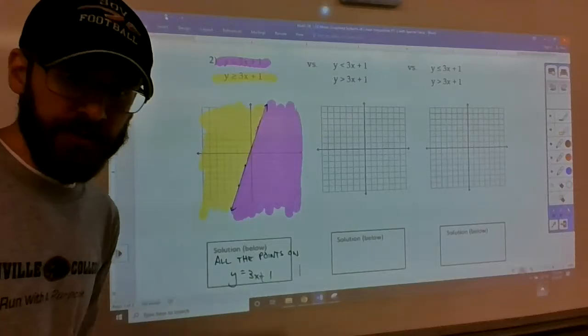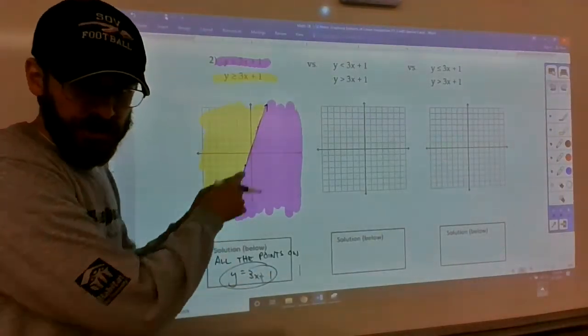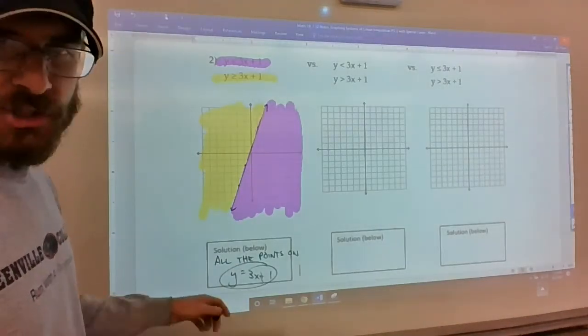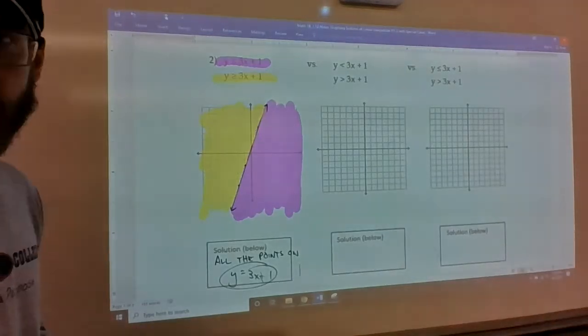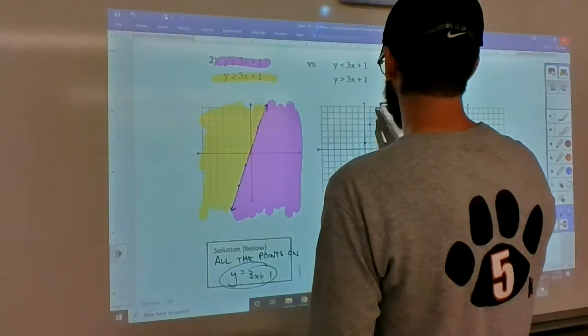So technically, here's what you can do. You can just say, it's just y equals 3x plus 1. That's the solution between those two. Yeah, so you just put y equals 3x plus 1. All right, on the next one, it also starts at 1, goes up 3, right 1.